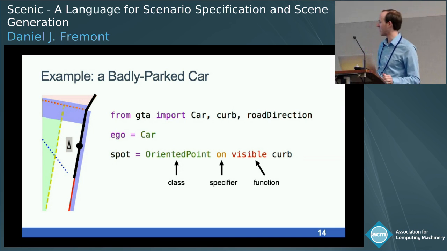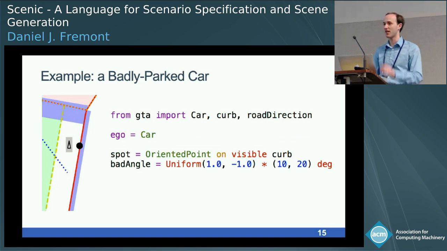So "on" is what we call a specifier, which I'll come back to a little bit later, but basically this instantiates an instance of that class OrientedPoint. All right? And it's oriented because it has a local coordinate system aligned with the curb. We'll see why that's useful in just a second.